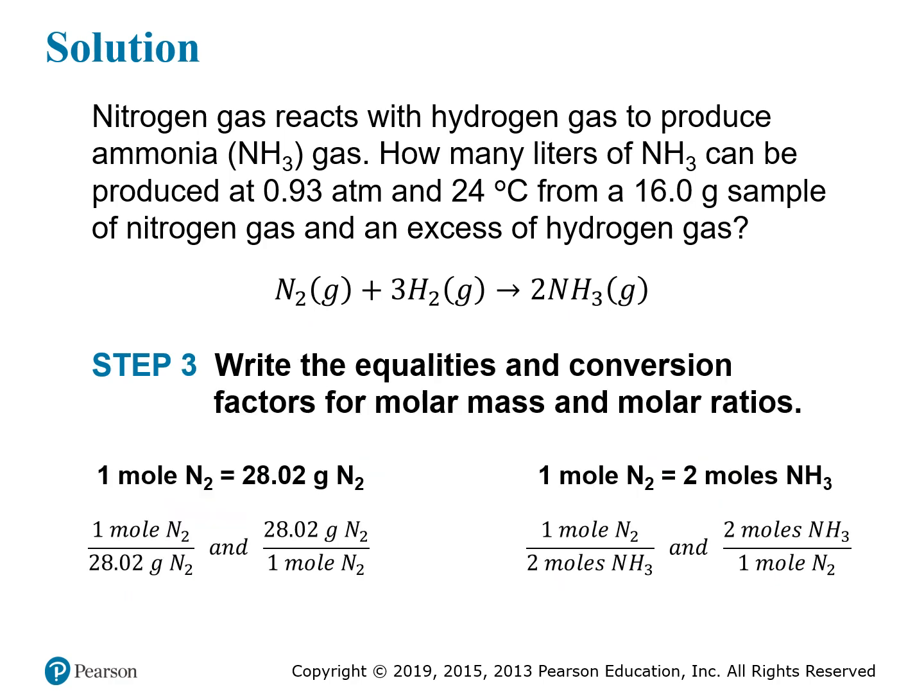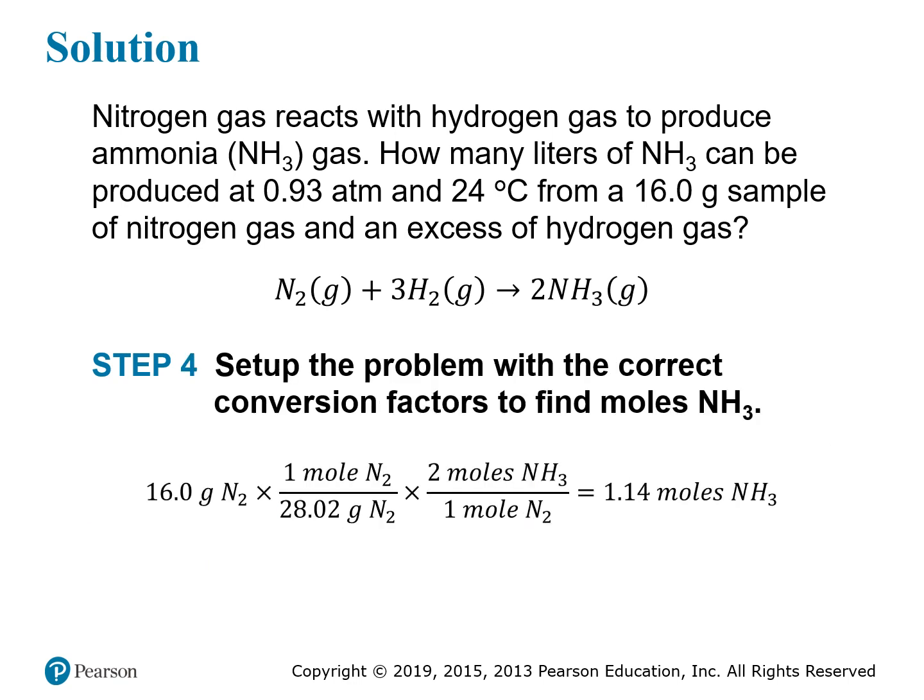So then we can write down our relationships and our conversion factors. For the molar mass of nitrogen, you have 1 mole per 28.02 grams. And the mole-to-mole ratio is that 1 mole of nitrogen will produce 2 moles of ammonia, or 2 moles of ammonia requires 1 mole of nitrogen. And then we can just put these in.